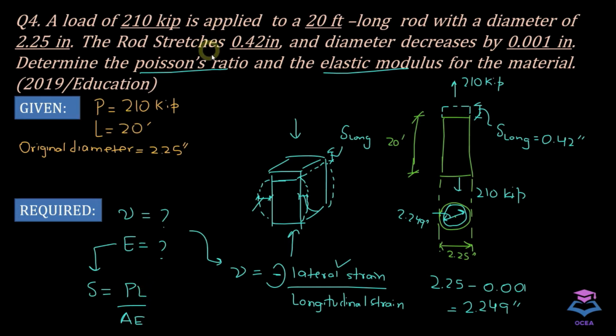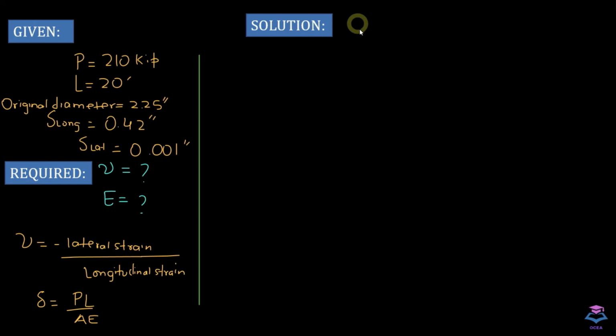And let's write the remaining given data. So we have the longitudinal deformation equal to 0.42 inches, and the delta in the lateral direction is equal to 0.001 inches. Okay, now we are going to start with our solution. First we are going to determine the modulus of elasticity, that is E. To determine E, we are going to use this formula: delta in longitudinal direction is equal to PL over AE.